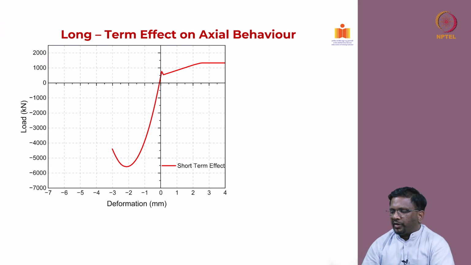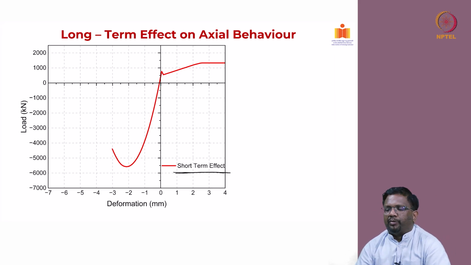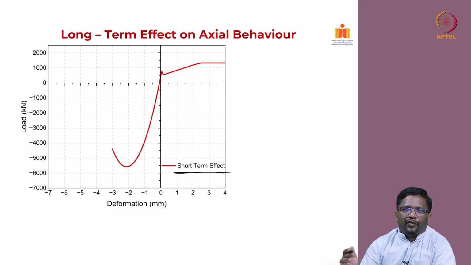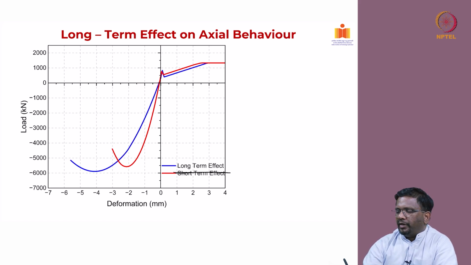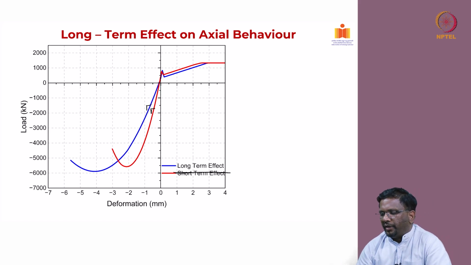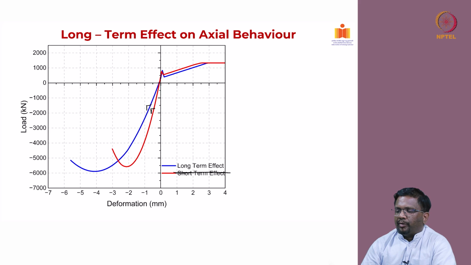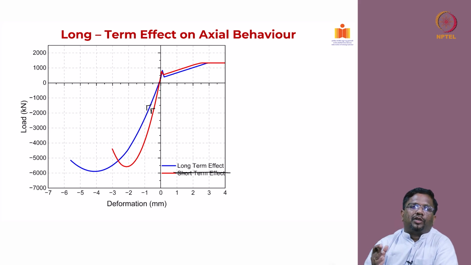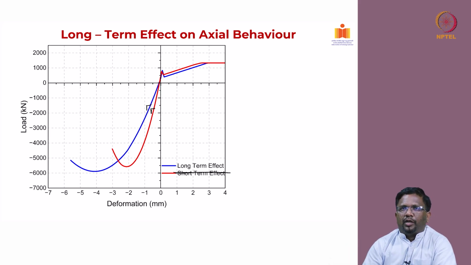If you plot this, the red color is the short term effect that we previously considered. With the long term effect considered, you see that the stiffness, basically the slope, is nothing but your stiffness. You can see here, in both tension and compression, because the elastic modulus of concrete has reduced, the material has actually softened. Because of that, the stiffness of the member has come down, right. So, it is less stiff.